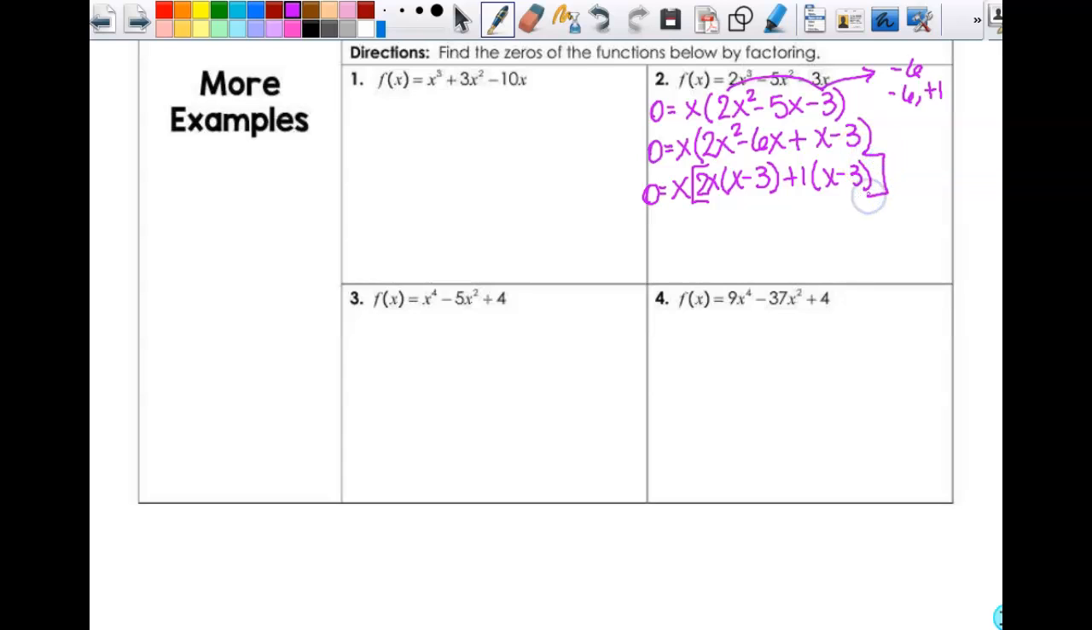Okay, even if you can figure out what your answers are right here, this is not fully factored. I go one more step and 0 equals x times x minus 3 times 2x plus 1. This is fully factored. Okay, makes sense? So make sure you know when it is actually fully factored.